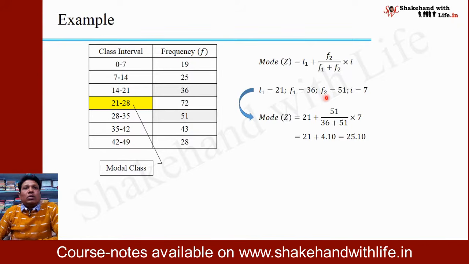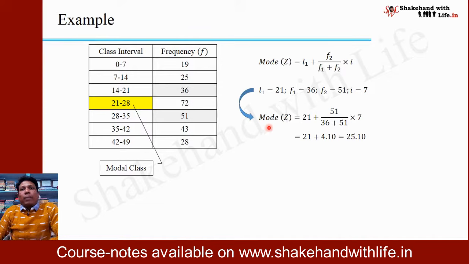And F2 is the frequency of the class interval which is coming after the modal class. So F2 is 51, and the frequency of the preceding class is 36. The frequency of the class coming after the modal class is 51, and I is 7. The class width is 7.